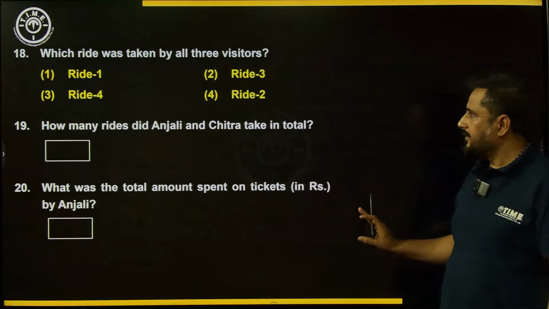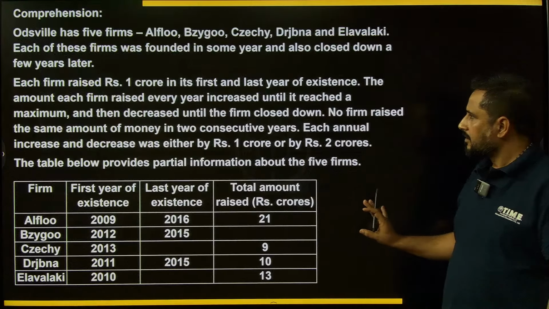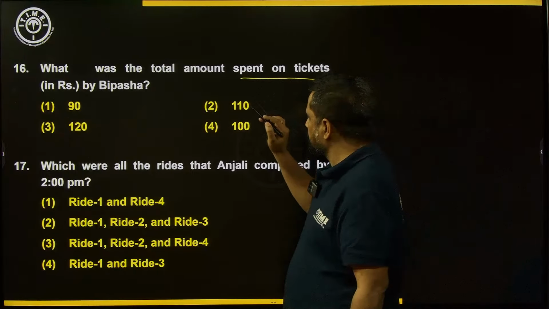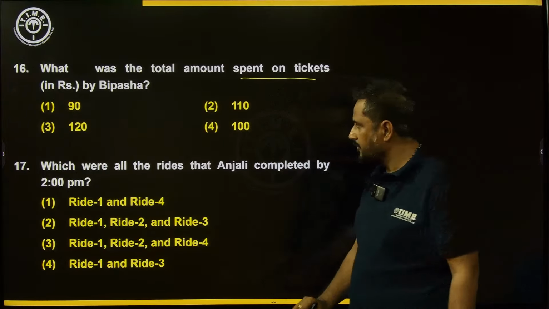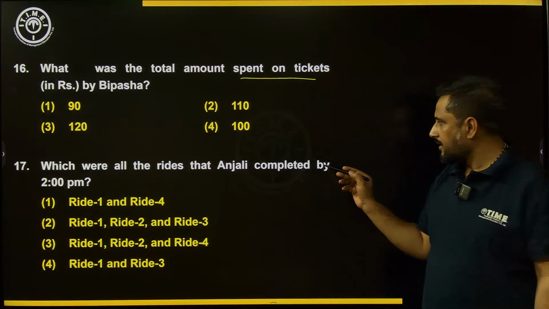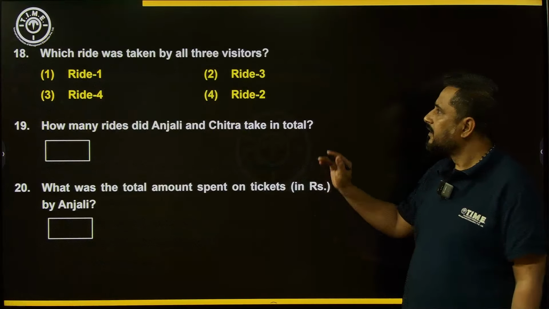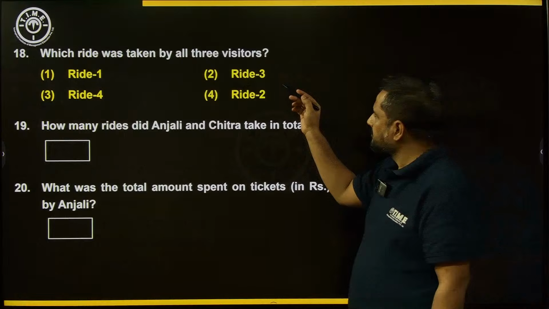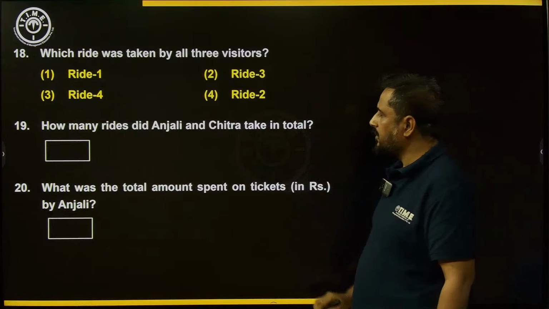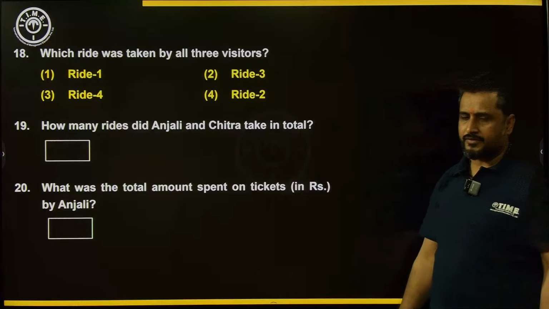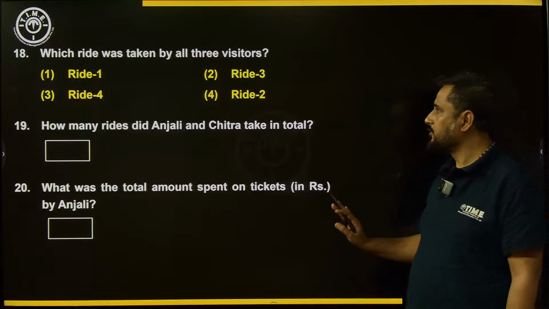And this set, if you observe, what was the total amount spent on tickets? A unique, specific number you will get, when all the 3 days of Anjali are completed by 2 p.m. Yes, you will get the definite answer. Here also, which rate was taken by all the 3 visitors, you will get the unique answer. There is no such option, cannot be determined. And the theta values, definitely you will get the unique answer. But we don't have much time to do that.